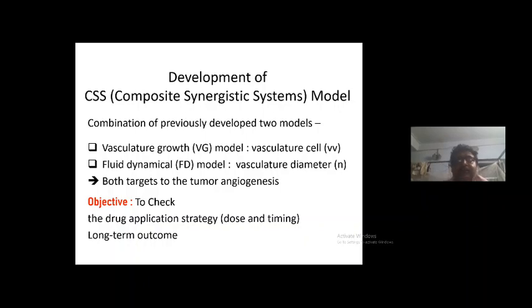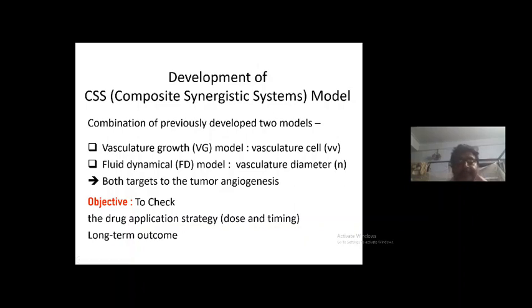I have already said that this is a composite synergistic systems model. It is basically a combination of two models. One is the vasculature growth model, and the other is the fluid dynamical model. In the vasculature growth model, the number of vasculature cells is considered, whereas in the FD model, the vasculature diameter is considered, but both actually target tumor angiogenesis.